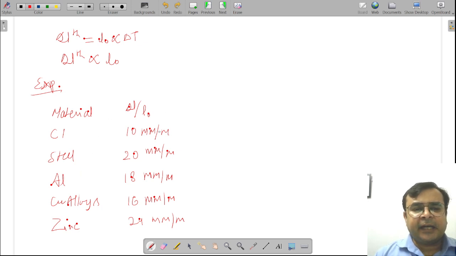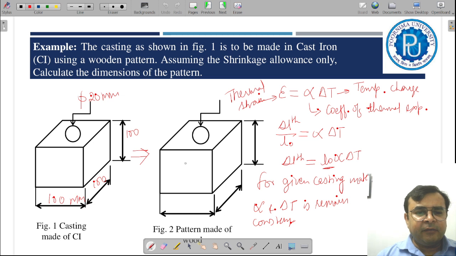Means if you make a casting of cast iron whose length is 1 meter, then during solidification, solid contraction of 10 millimeter shrinkage takes place. Is that right? Correct? So now if I need to calculate, if this is a casting made up of cast iron, then what is the size of the pattern? The size of the pattern is generally made slightly larger than the actual size. So simply if I add the amount of contraction that takes place to the original dimension, then we can accommodate the solid contraction.